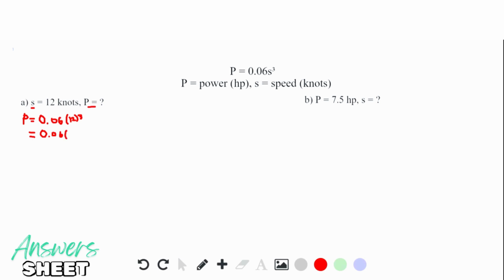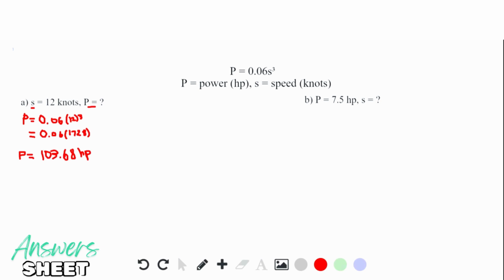0.06 times 12 cubed, which is 1,728. And then when we multiply this out, we get a power of 103.68 horsepower is necessary to move the ship at a speed of 12 knots. And there's our answer for part A.